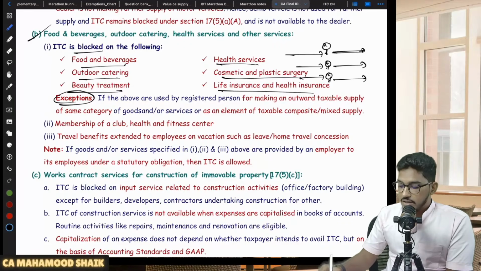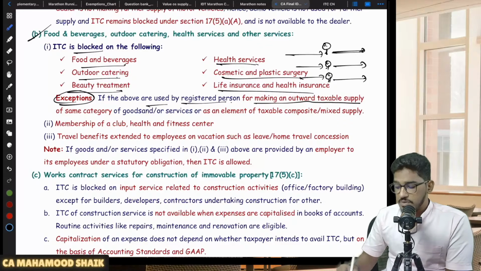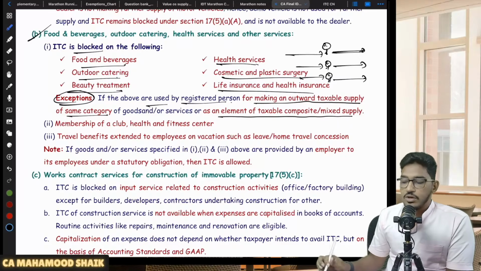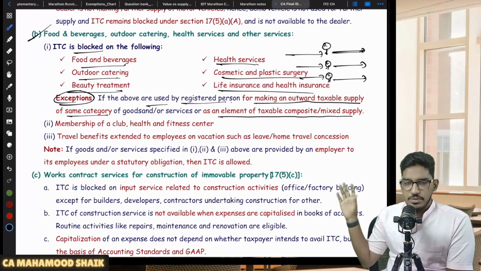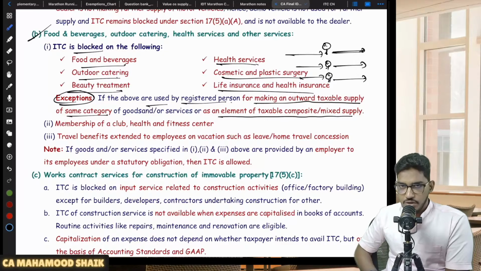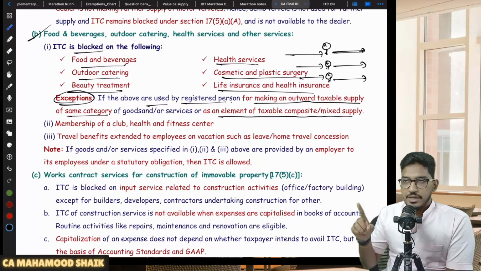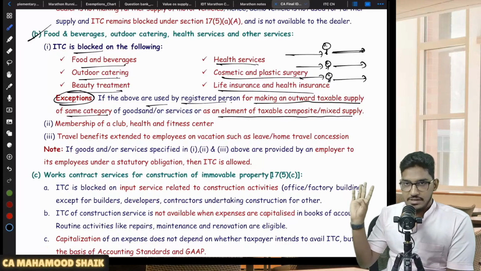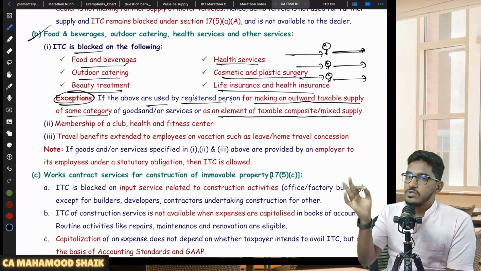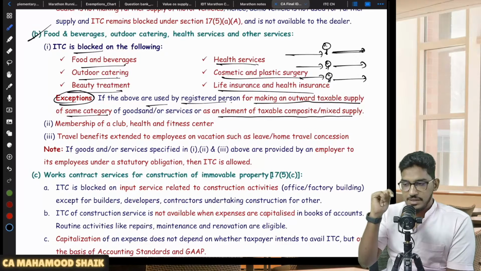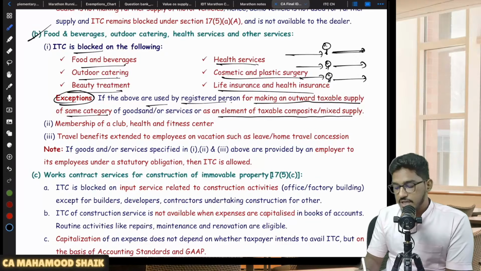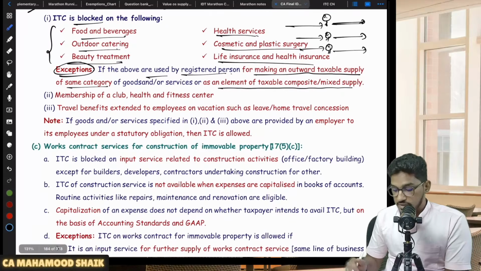So if the above are used by a registered person for making an outward taxable supply of the same category of goods or services, or as an element of a taxable composite or mixed supply. I already gave you an example of how it could be one of the elements of a composite or mixed supply. So if the recipient is using it for making the same outward supply, or as one of the elements of the composite or mixed supply, then that recipient can avail ITC on these specified services.